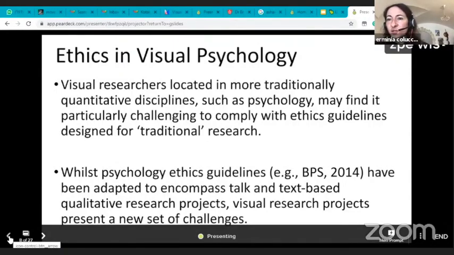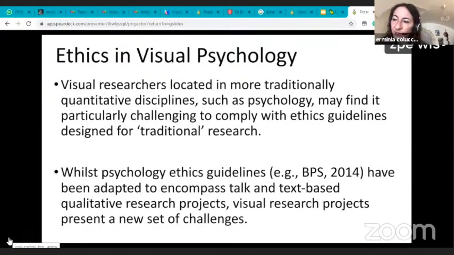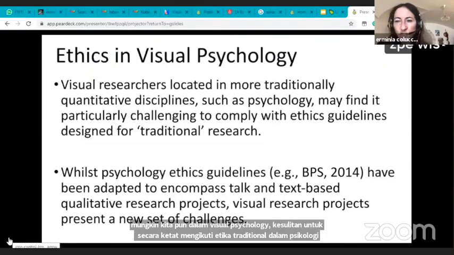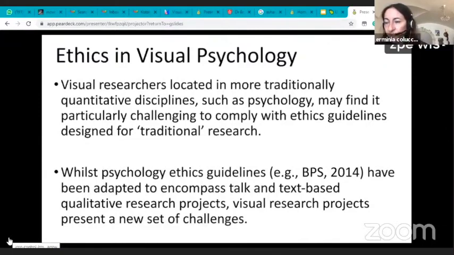In fact, visual researchers doing research in psychology might find it difficult to use ethics guidelines designed for traditional psychology research. So we are in a difficult situation. When I say visual psychology, I mean people doing psychological research based on visual methodologies. These people find it difficult because if you look at the generic guidelines, like Diana was referring to, for more traditional research, many things in these guidelines don't apply to creative methodologies, arts-based methods, or visual methodology. Or they need to apply with adaptations.